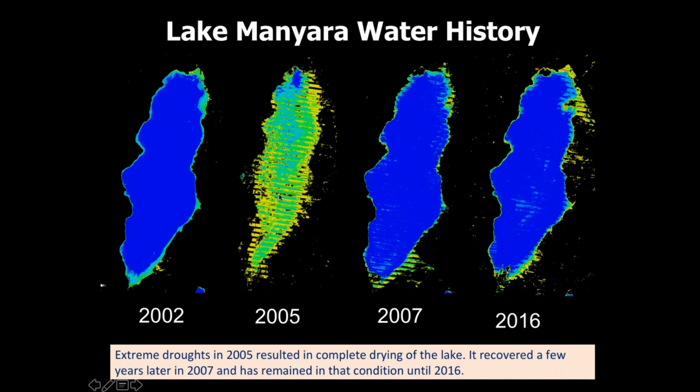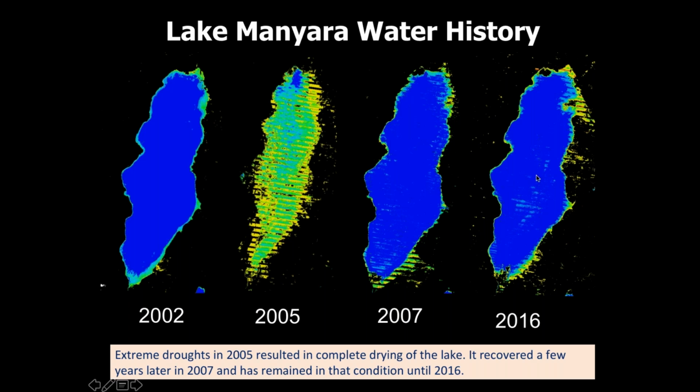Now notice what happens in 2005. In 2005, the lake extent is much smaller, and it's yellow and green, which means this was not water except for a small portion of the year, maybe only a month or two of the year. The only part of the lake that was permanent the entire time is this little piece in the north. So 2005 was a severe drought condition in Lake Manyara. And what's interesting to see is 2 years later in 2007, it completely recovered. And you're back to where it was pre-2005.